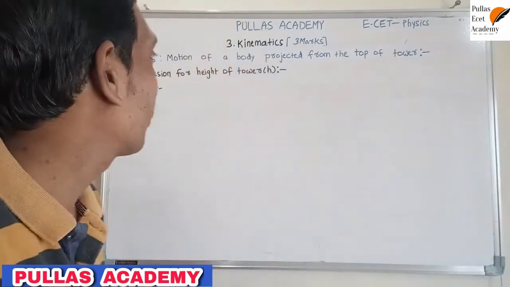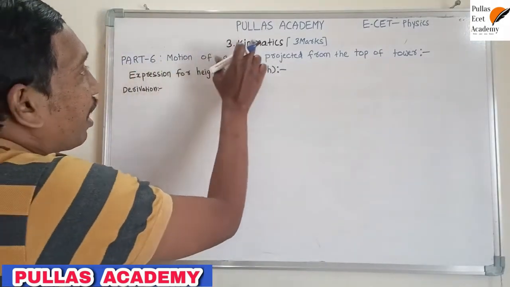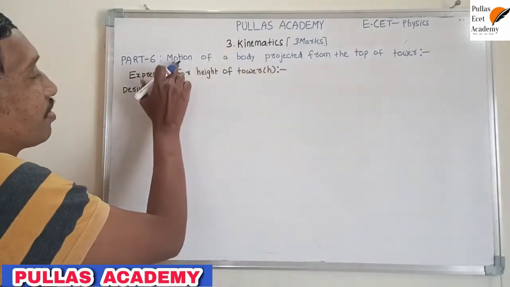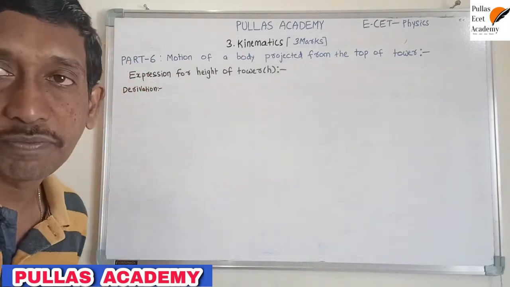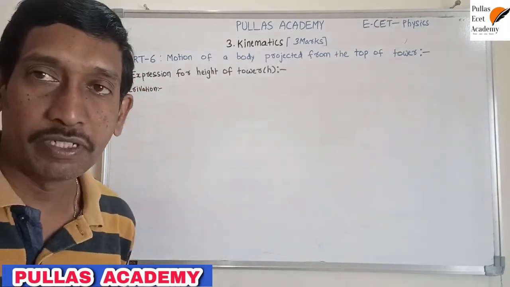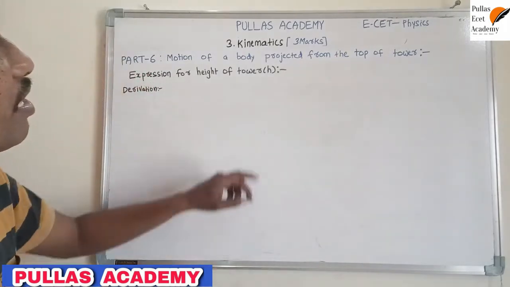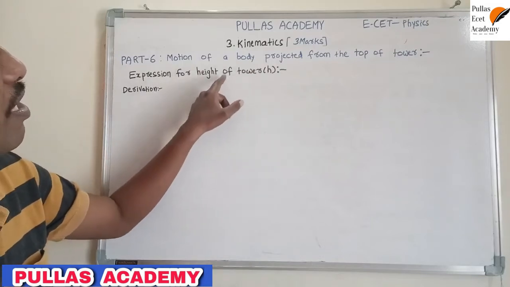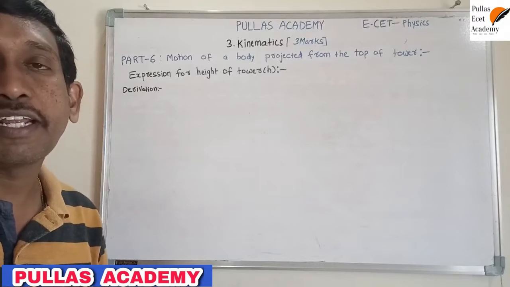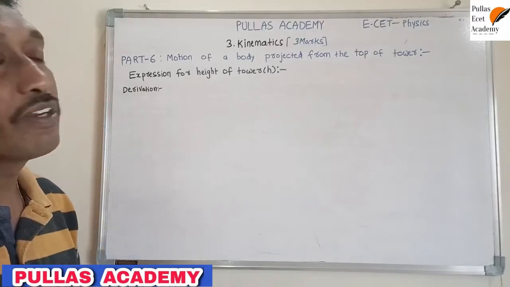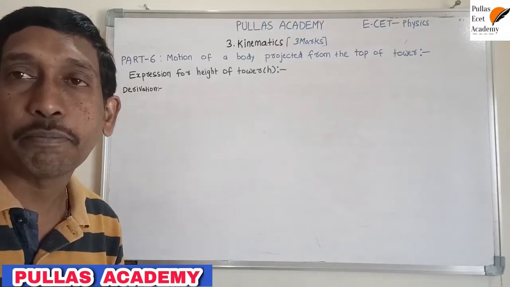Today we are going to discuss part 6 video in kinematics. In this video we will discuss the motion of a body projected from the top of the tower. Okay, now this is today's topic. Here we will mainly discuss the expression for the height of the tower. So we have to understand the time taken to reach the ground when you project a body from the top of the tower.